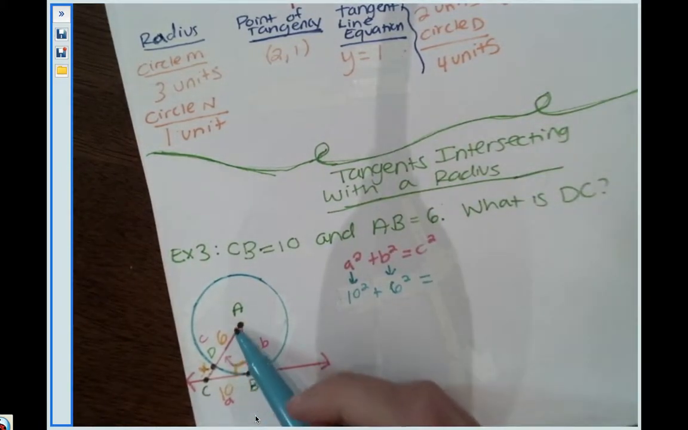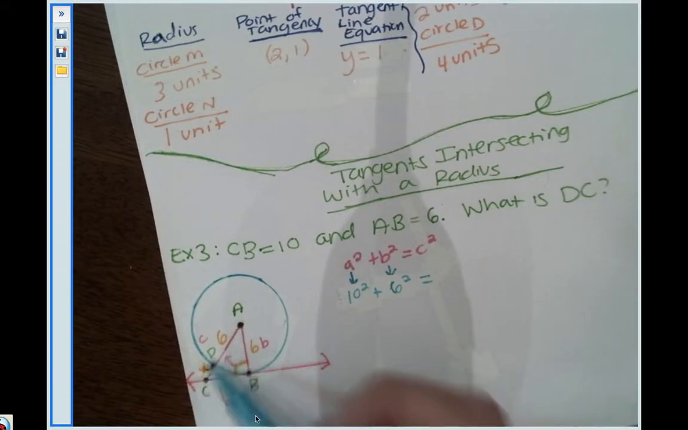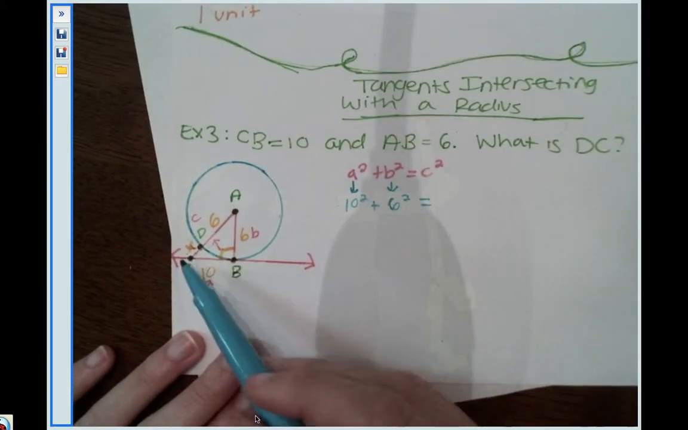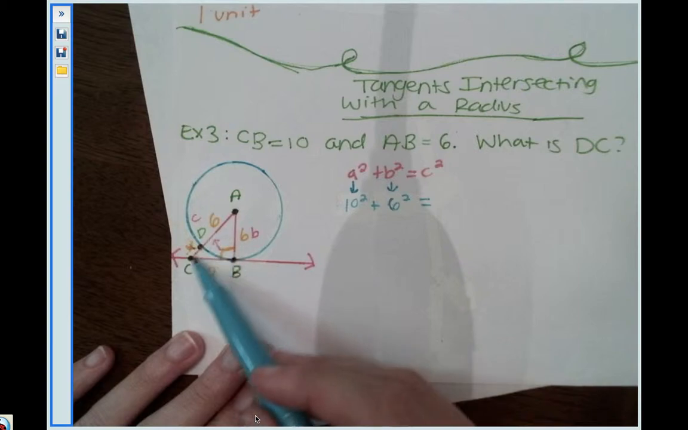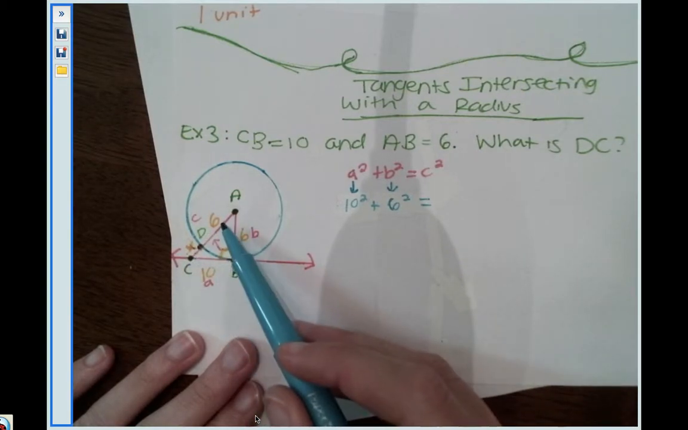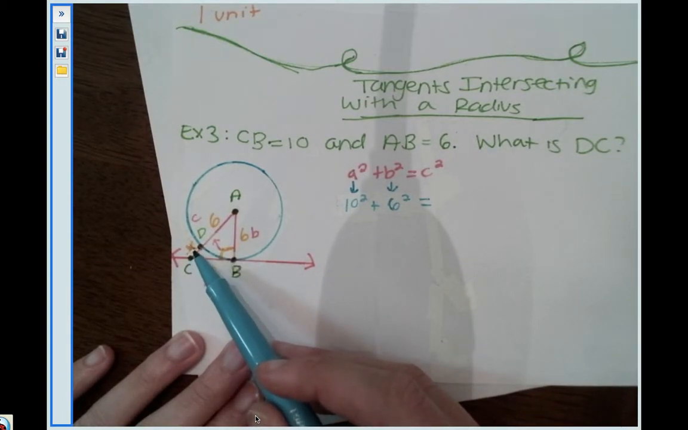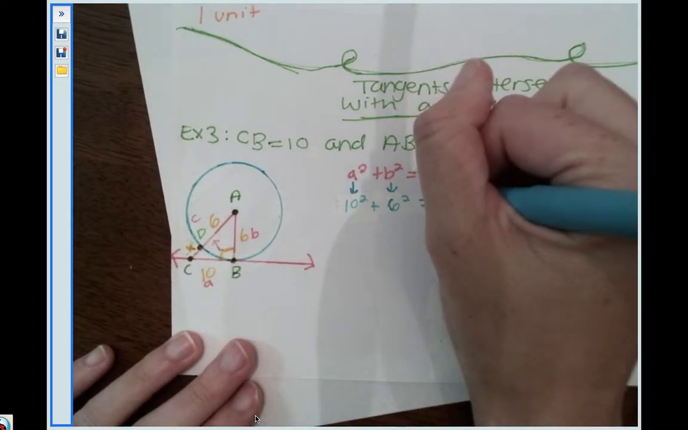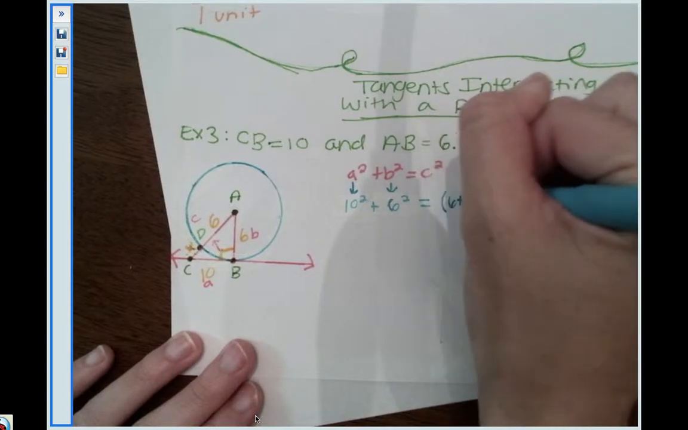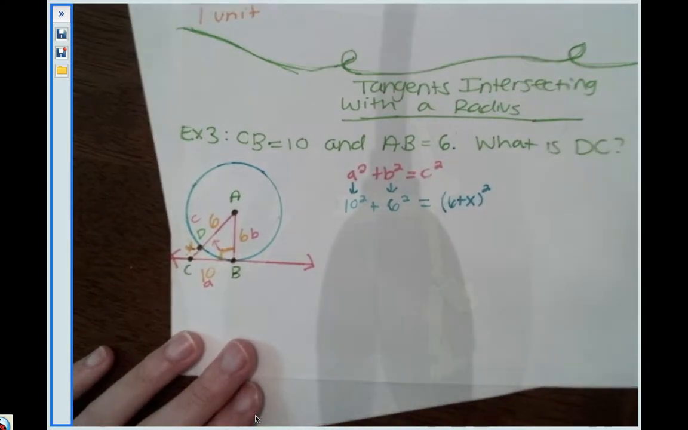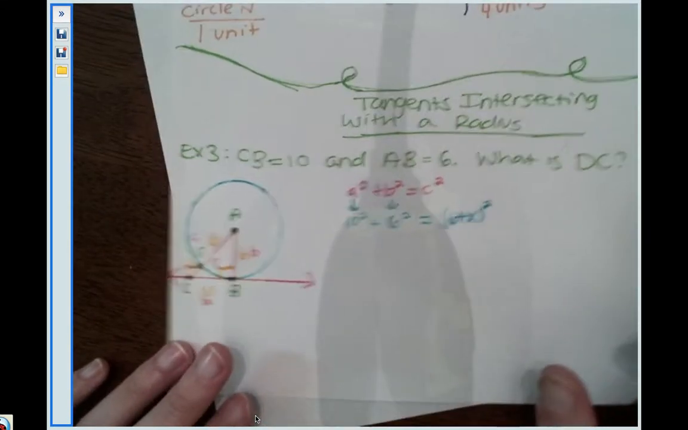Equals c squared, which c is the length of this whole piece. What is the length of the entire A to the C? It is this piece plus that piece. So it's going to be 6 plus x. So c is actually going to be 6 plus x quantity squared. And I am going to put that one in parentheses because that one's going to be more helpful.